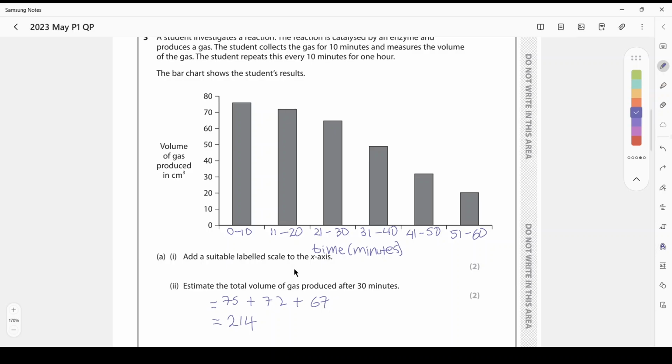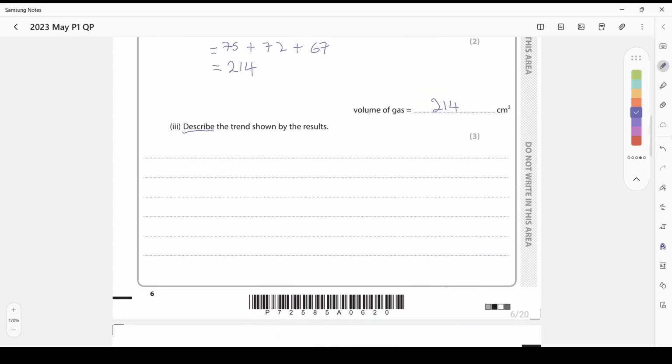So when we look at the graph, we can see that at the beginning, the largest amount of gas is produced. Then for the next 10 minutes and onwards, there is less gas that is produced. We can even comment on the fact that after this point here, they're producing less than half of the volume of the original amount of gas. So after 40 minutes, there is little gas that is produced. All right, so let's go back here.